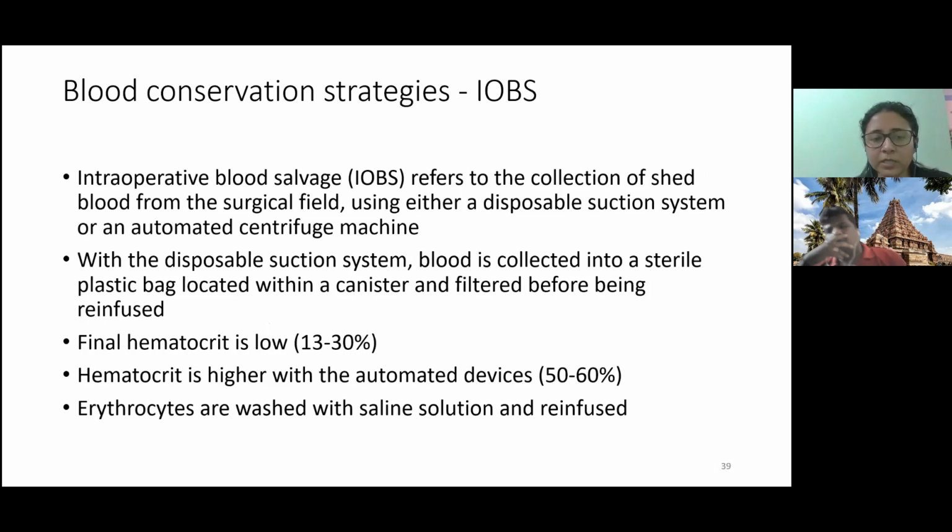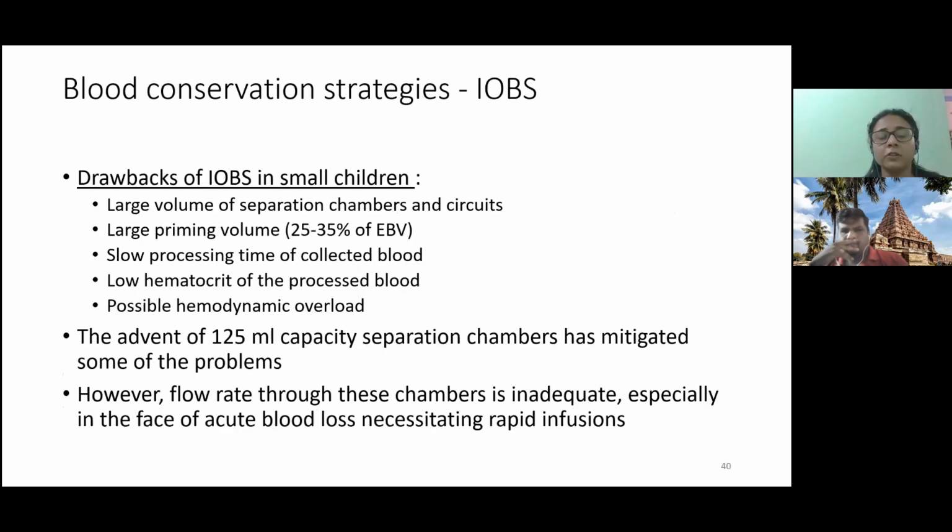With the disposable suction system, blood is collected into a sterile plastic bag located within a canister and filtered before being reinfused. The disadvantage, however, with this case is the final hematocrit is very low. It's usually only 13 to 30%. However, hematocrit is higher with the automated devices, in which erythrocytes are washed with saline solution and then reinfused. The drawbacks of IOBS in small children are large volume of the separation chambers and circuits and large priming volume. The priming volume may itself exceed 25 to 35% of the estimated blood volume of these children.